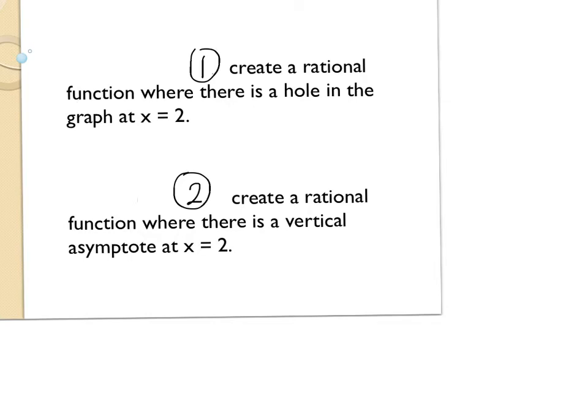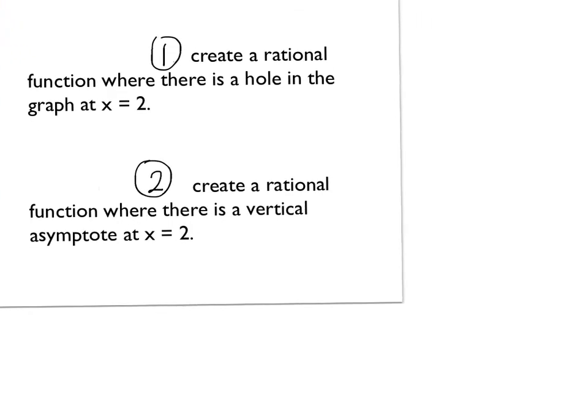So what we're going to do here is, for number 1, we're going to create a rational function where there's a hole in the graph, and the hole occurs at x is equal to 2. Okay, well, what's a hole? A hole is created when we have a same factor over a same factor.